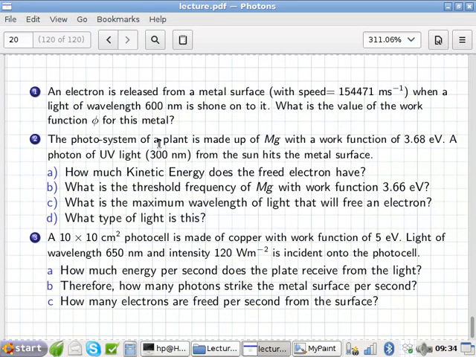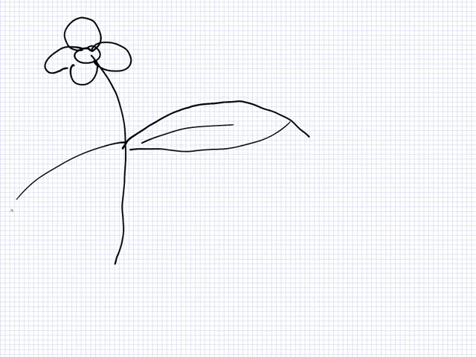A photosystem of a plant is made up of magnesium with a work function of 3.68 electron volts. A photon of UV light from the sun hits the metal surface. How much kinetic energy does the freed electron have? So what happens here is you have your plant.